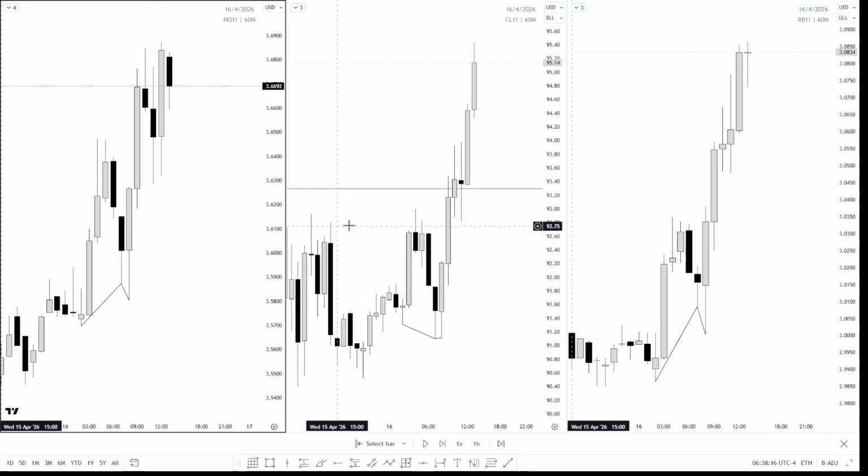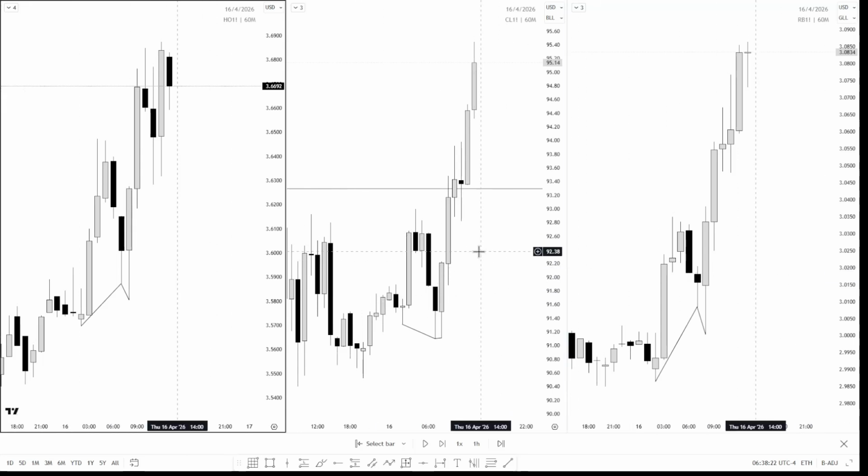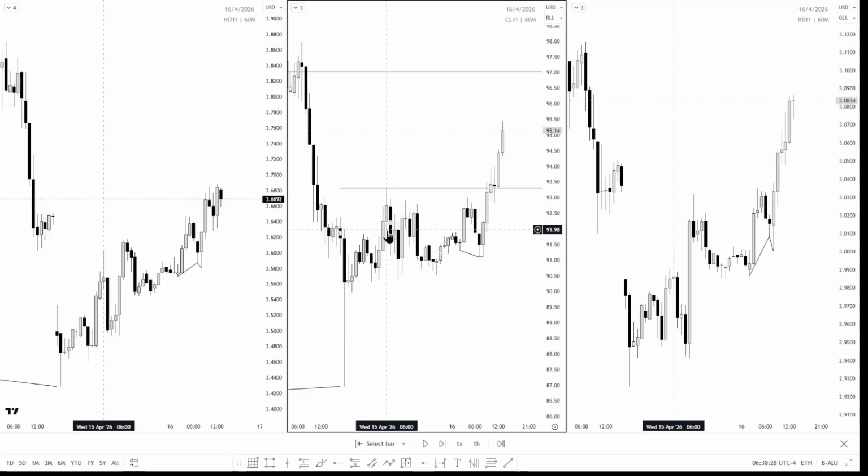So these are things that you need to pay attention to in price, because they're extremely high probability, and they can really help you to be able to anticipate price movements that are taking place in the market.